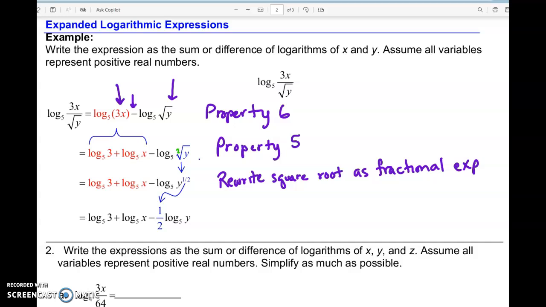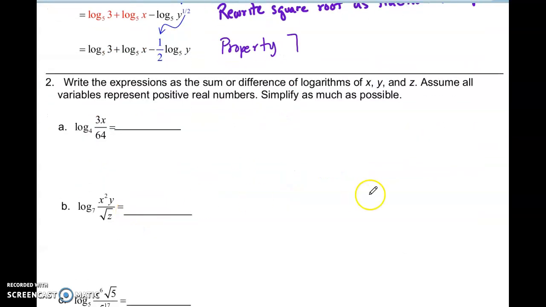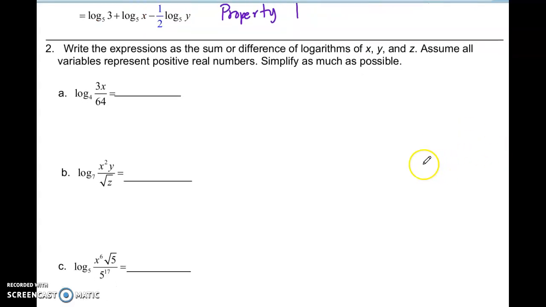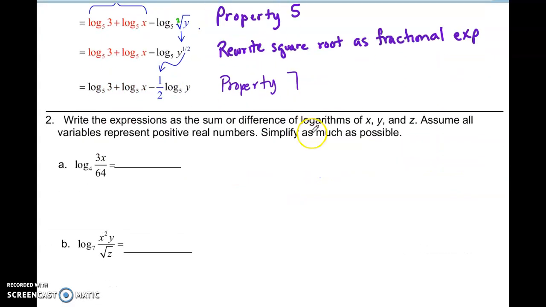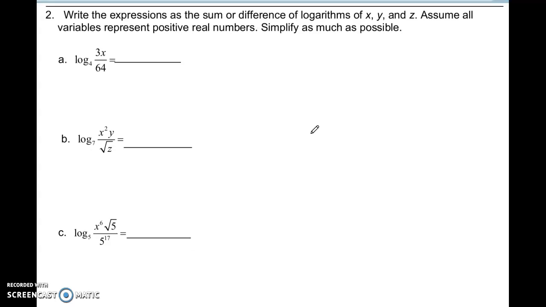And then the last step here is, now that we have this as an exponent, we can expand it further by using property 7. Property 7 says that you can put that exponent down in front. So this would be the fully expanded. Number 2 says to write the expressions as a sum and difference of logarithms. So this is doing what we did in this example, and we're practicing it in the problems that follow.